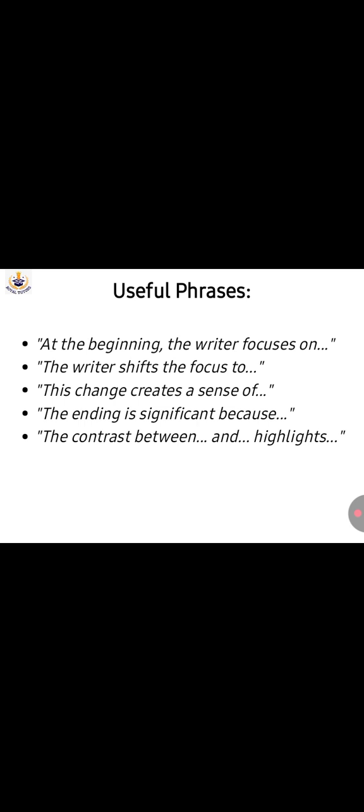Useful phrases to begin your answer: at the beginning, the writer focuses on; the writer shifts the focus to; the change creates a sense of; the ending is significant because; and finally, the contrast between this and that highlights.